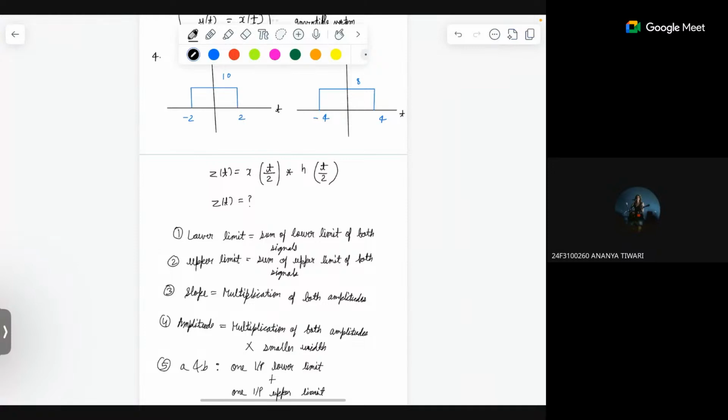Ma'am, the starting would be minus 12 and the end would be 12. And the points where the slope 0 starts would be minus 4 to 4. Slope would be 80 and the constant part would be 160. No, it will not be 160. Rest of the things are correct. Just check the constant part again. Okay, ma'am.